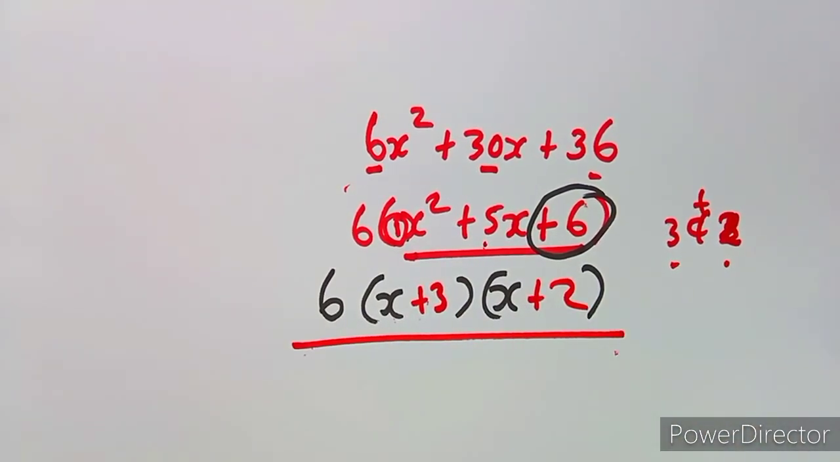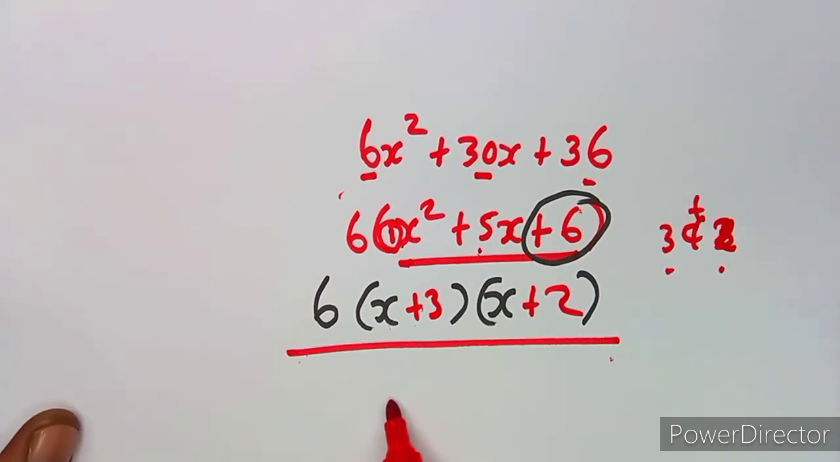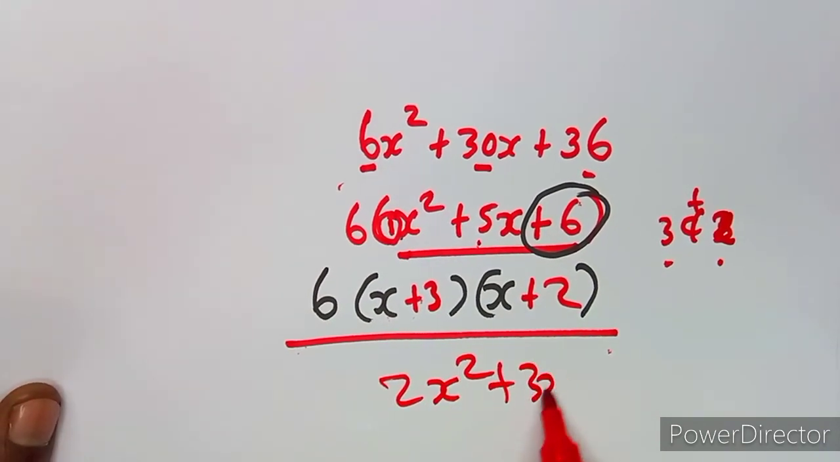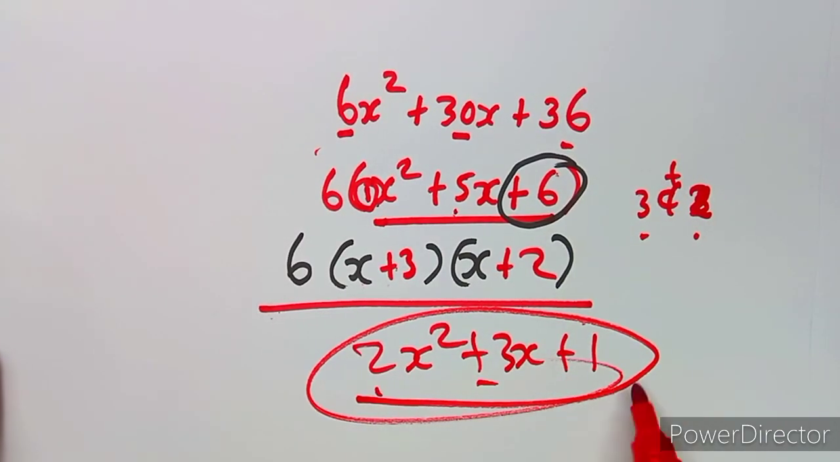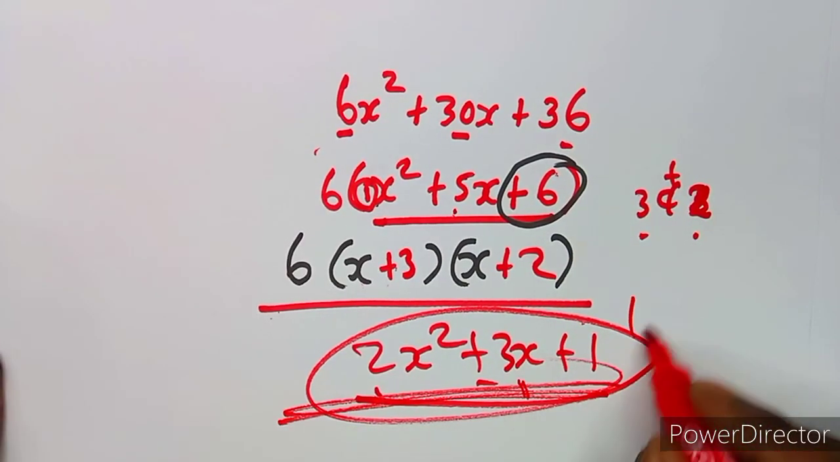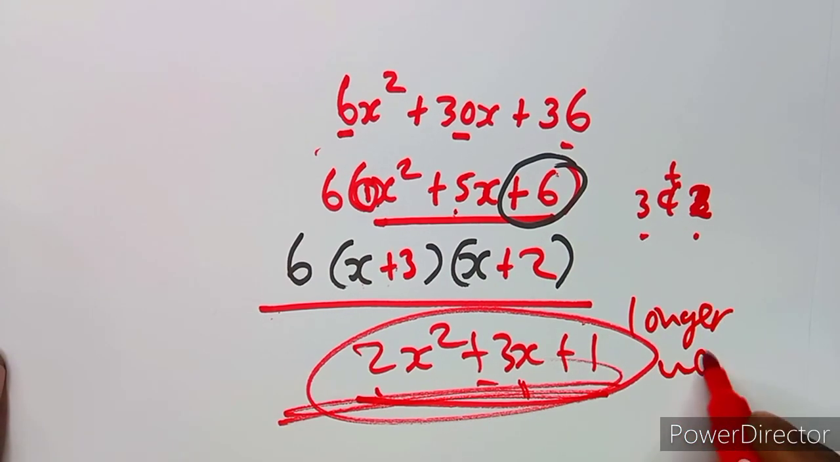You're done. It's different from the one that is not common, like what we had on these questions, like this one, 2x squared plus 3x plus 1. There is nothing that is common here. 2 is not common. So this one, we have to go the longer way. You have to go the longer way.